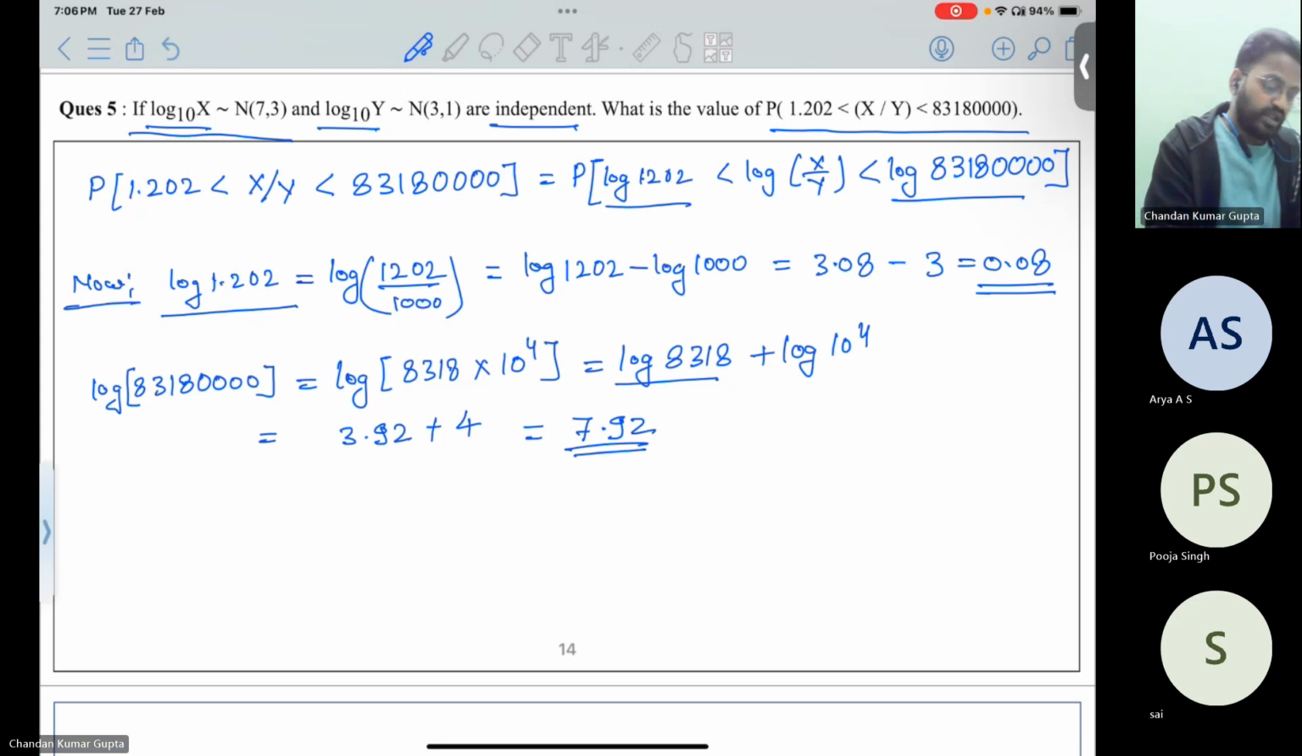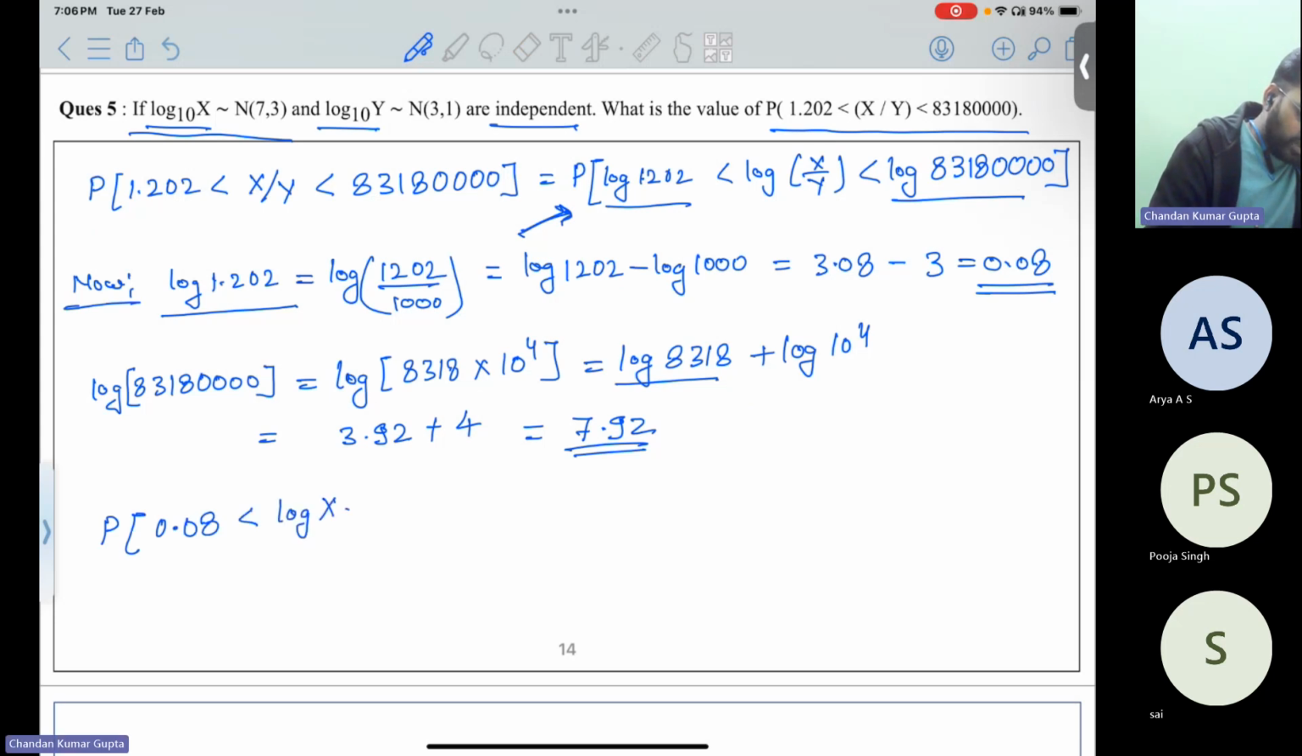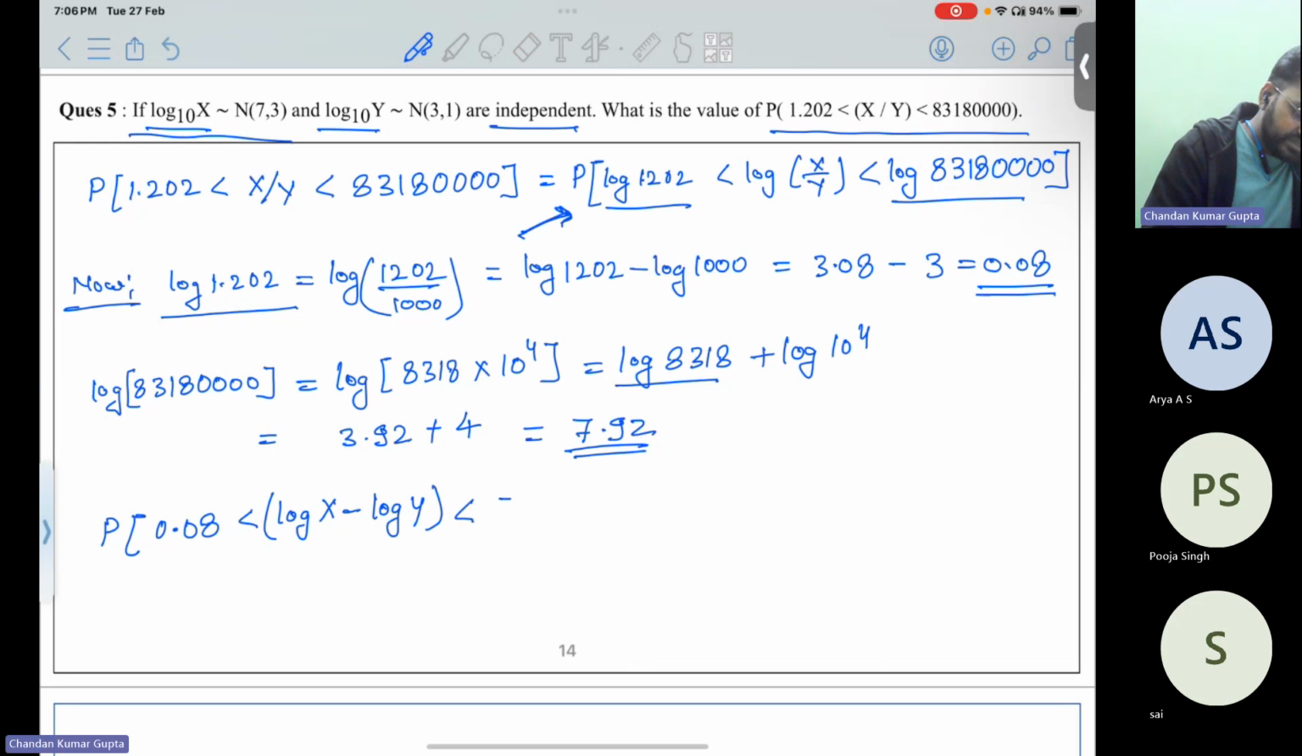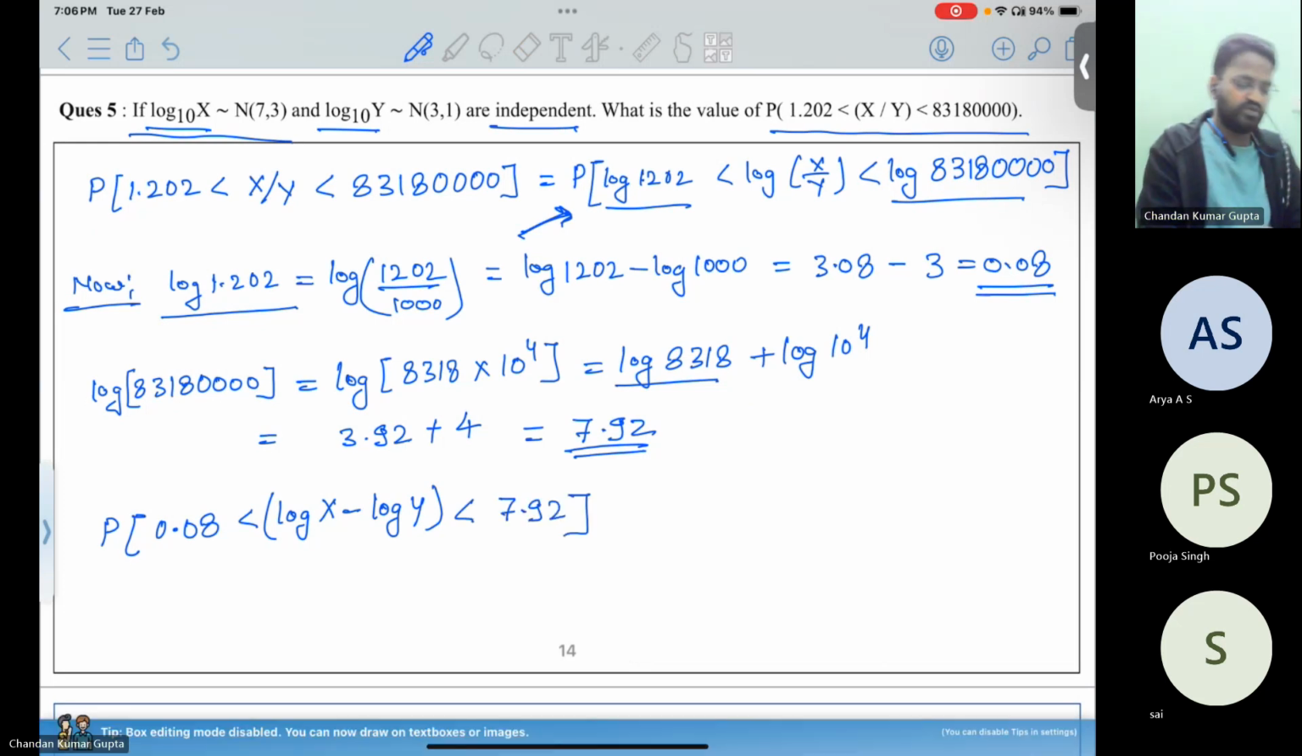Now we may formulate this like this. We may write this as the probability that 0.08 is less than log x minus log y, and then less than 7.92. Okay, now there is one more task.